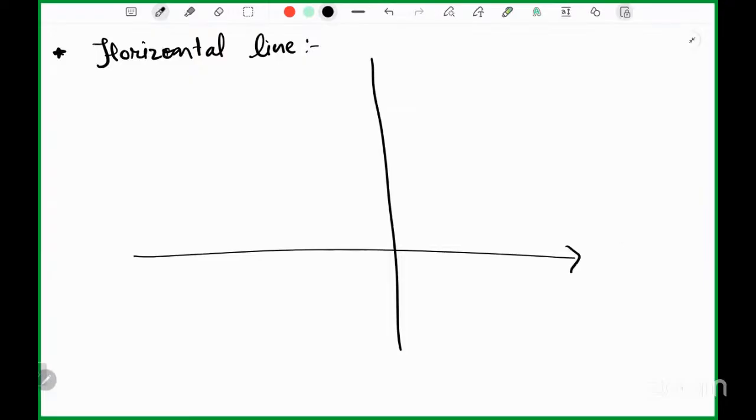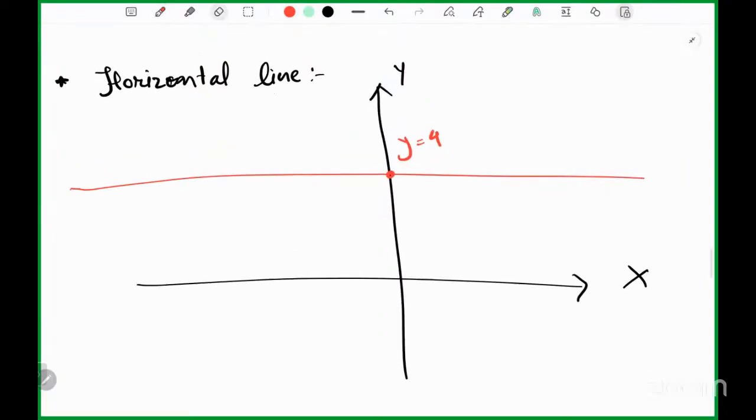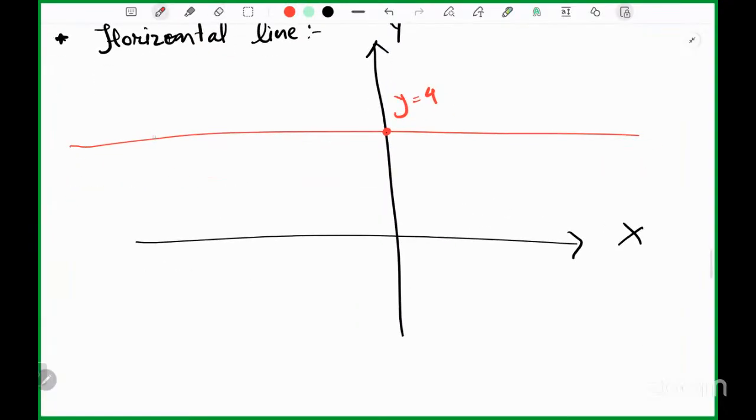So suppose this is your x-axis, this is your y-axis, and this is the line. Suppose this red line cuts the y-axis at the point y equals 4. Now I'll ask you a series of questions. Suppose I have a point over here. This is our point P. Can you guys tell me what is the y coordinate of this point P? It will be 4, correct.